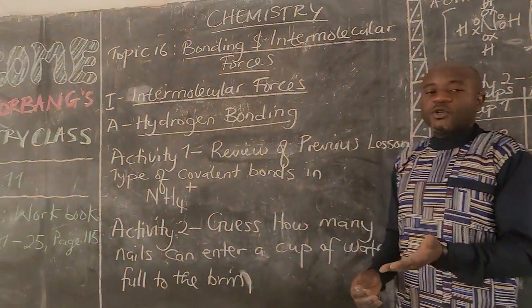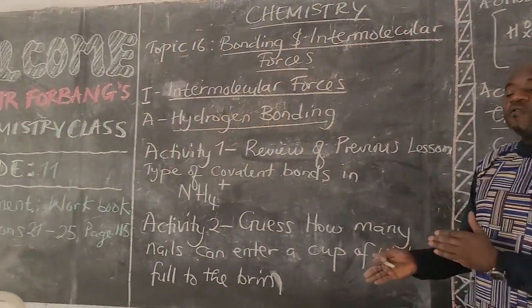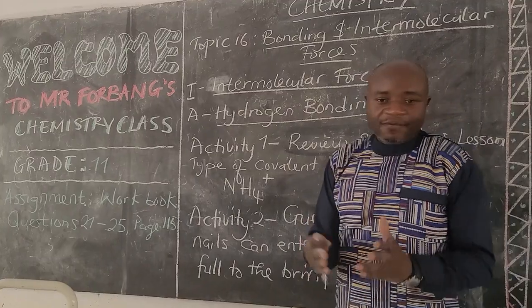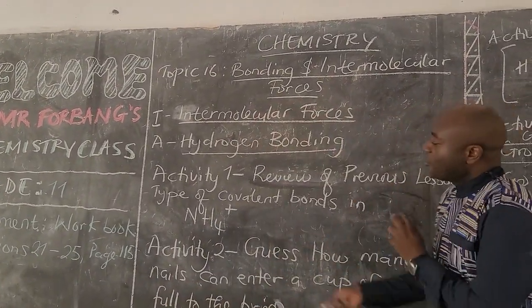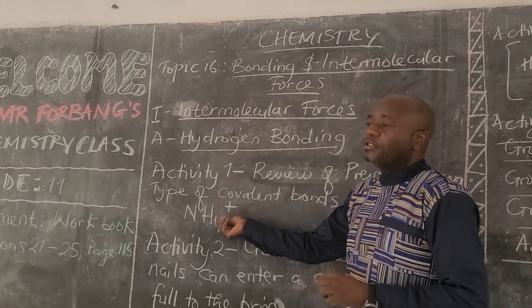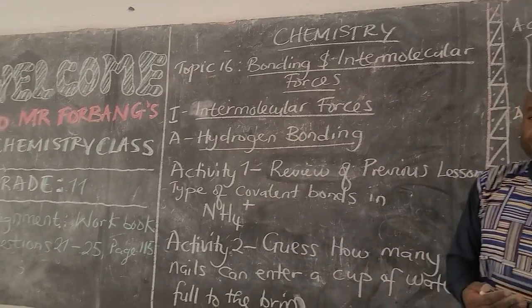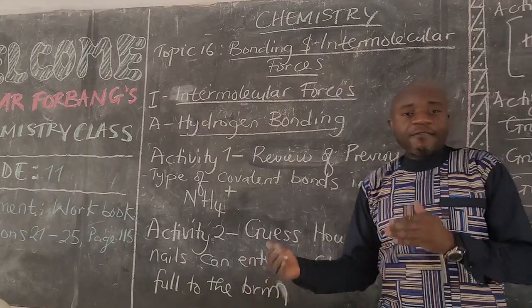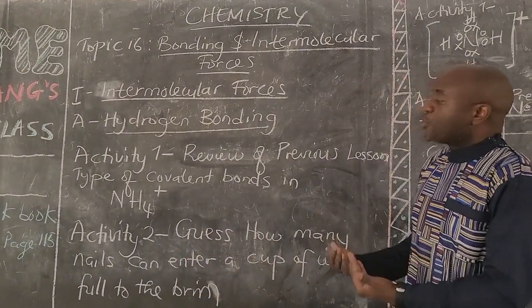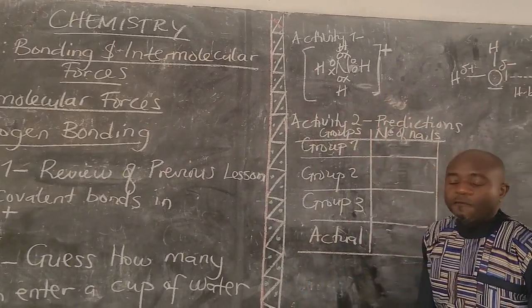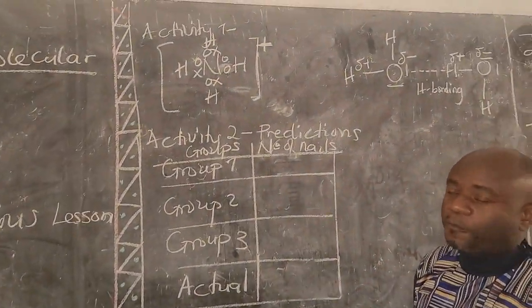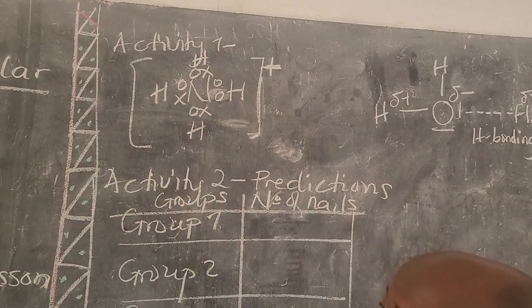Last class we were talking about simple covalent bonding and dative covalent bonding, and your task is to use the ammonium ion as an example to differentiate between simple and dative covalent bonding. For you to do that, the first thing you need to do is to draw the Lewis structure of the ammonium ion. So this is the structure of the ammonium ion.